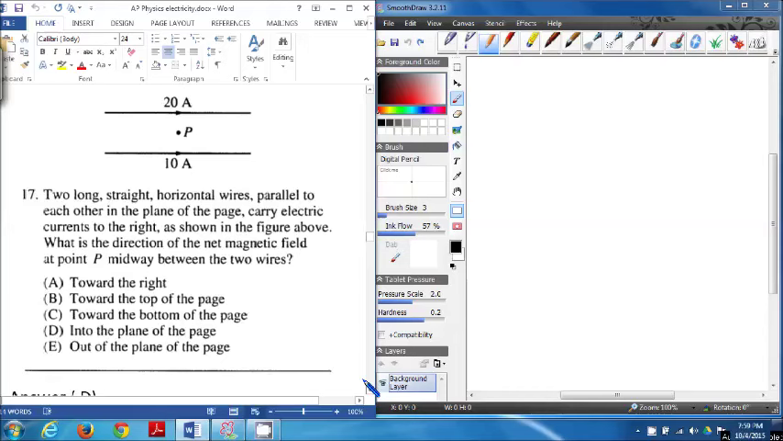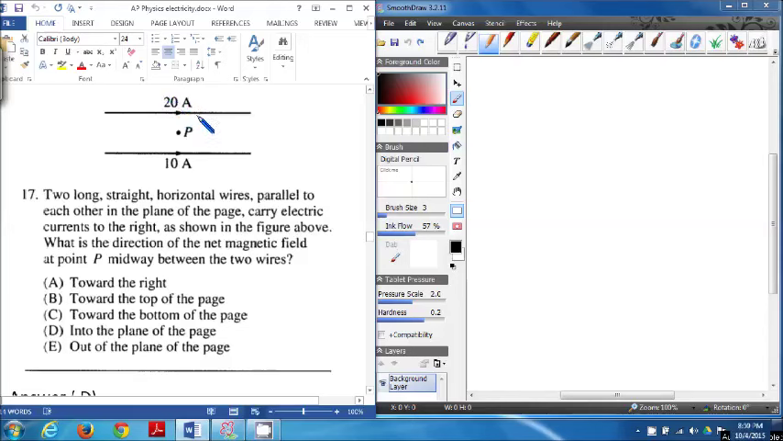Two long straight horizontal wires parallel to each other in the plane of the page carry electric currents to the right as shown in the figure above. What is the direction of the net magnetic field at point P midway between the two wires? Now here the current which is flowing in this direction creates a field which is out of the plane, whereas this creates a field into the plane. The 20 amperes creates a field into the plane.